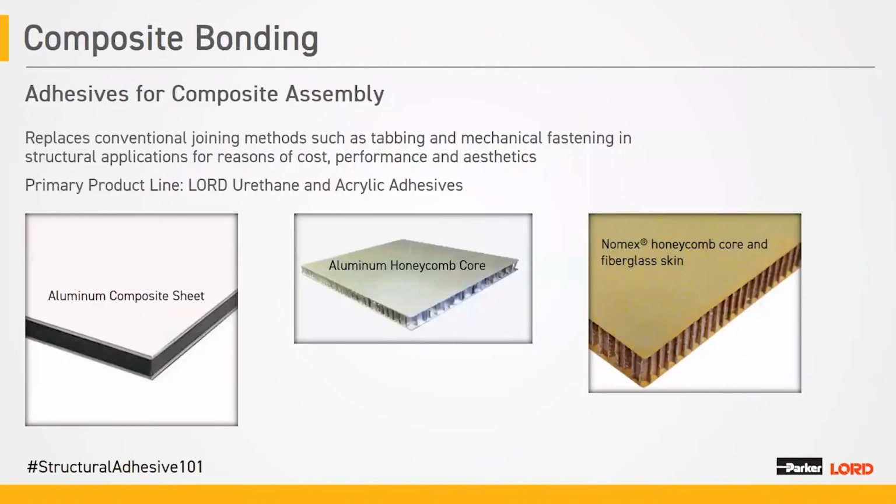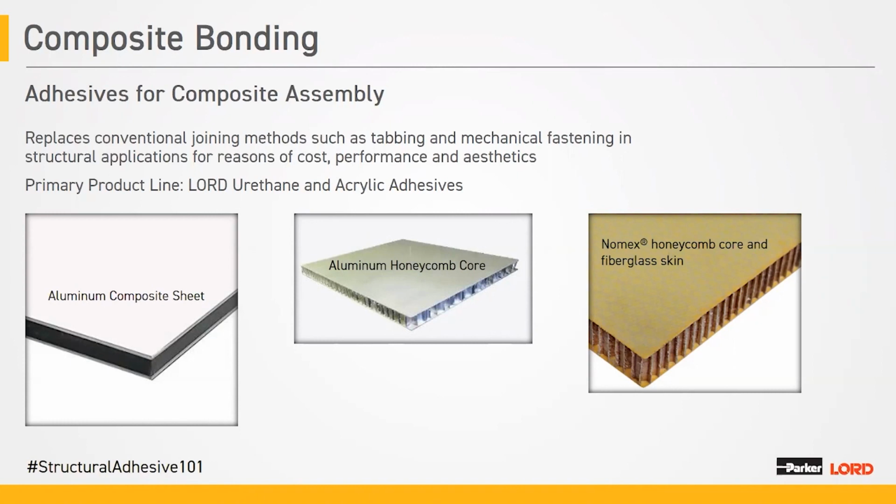Moving away from metal bonding, I'll talk a little bit more about composites. These oftentimes do include some metallic elements. So we offer adhesives that replace joining methods such as tabbing or mechanical fastening these structural elements together, such as insert potting, but certainly the bonding of the structural composites themselves together with either a urethane, an epoxy, or an acrylic adhesive.